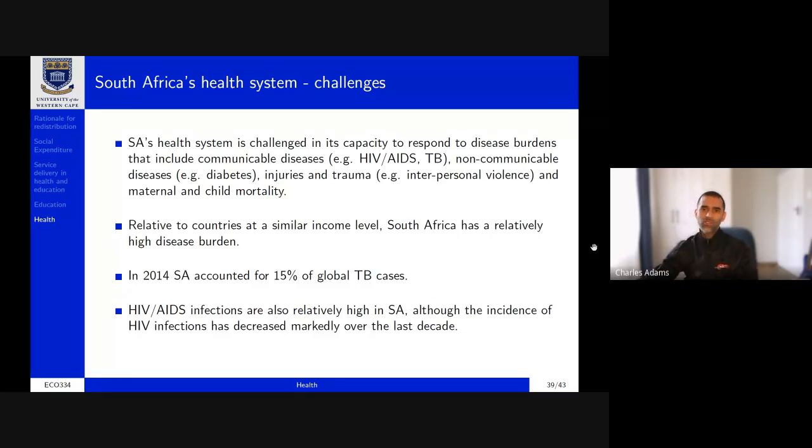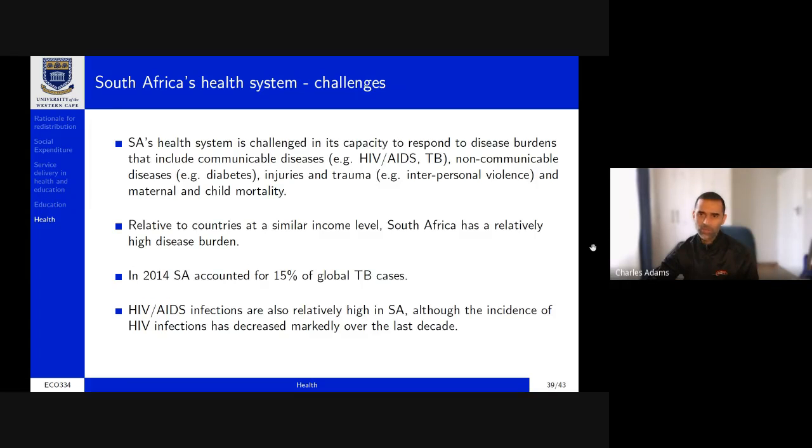Okay, so our system is challenged in its capacity to respond to disease burdens. South Africa has a relatively high disease burden compared to similar countries at a similar level of development to us. In particular, TB is somewhat of a scourge in South Africa. In 2014, we accounted for 15% of global TB cases here in South Africa. We also have a very high HIV infection rate compared internationally.